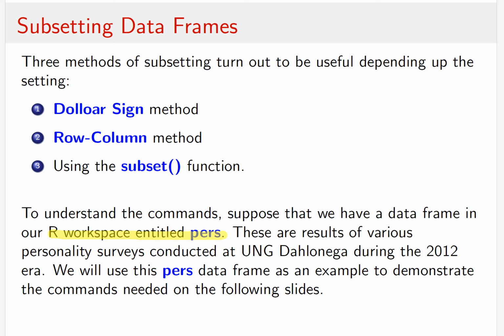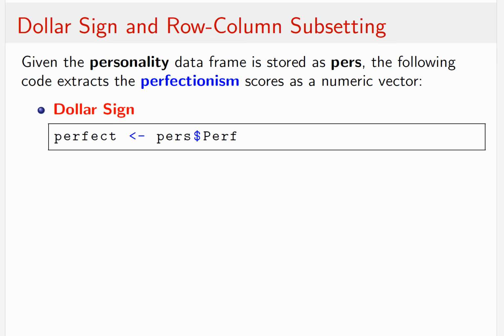So we've loaded this, and we're going to show you how to subset the data frame pers. And here you go. So if we're trying to extract the perfectionism column from the personality data set, what do we do? We just use the table name, the data frame name, then we put a $, and then we put the name of the column title of the column we want to see. And this takes the whole data frame, which has almost 40 columns, and just extracts the one that we want.